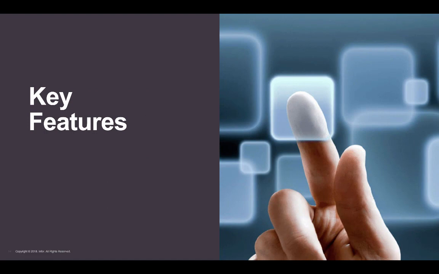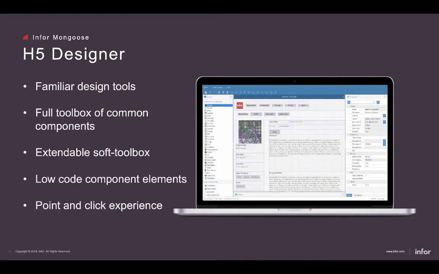So some of the key features of Mongoose. Of course, our H5 Designer, as I just mentioned, it's a very familiar design tool. It looks and feels like Visual Studio. So if you're used to being in Visual Studio to develop VB.NET or C# applications, or pretty much any other development environment, usually has this look and feel. Basically, a toolkit on the left and properties for our componentry on the right. But we do have a full toolbox of common components, basically 14 different components that make up the core system. That would be edit boxes and combo boxes and date controls and things like that.